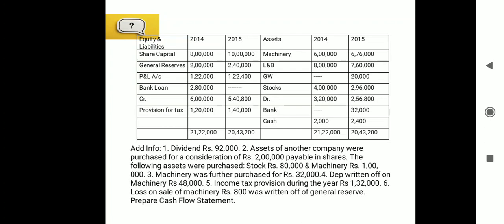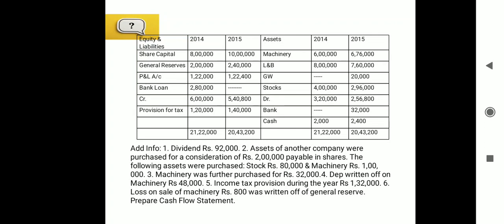Then the second point we have already discussed too much. Now coming to the third point: machinery was further purchased for 32,000. So you are now purchasing the machinery for cash, okay. See, in the second point you had the information that you purchased machinery worth rupees 1 lakh and made the payment in shares. I told you it's not going to affect your cash balance, so we are not going to enter it anywhere in the cash flow statement.